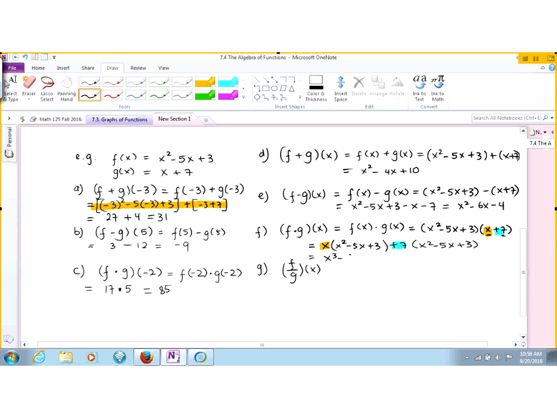Okay, so let's see, what do we have here? x cubed minus 5x squared plus 3x plus 7x squared minus 35x plus 21. Oh, can we combine like terms? Yes. So what is it? x cubed minus, no, x cubed plus 2x squared minus 32x plus 21. All right.